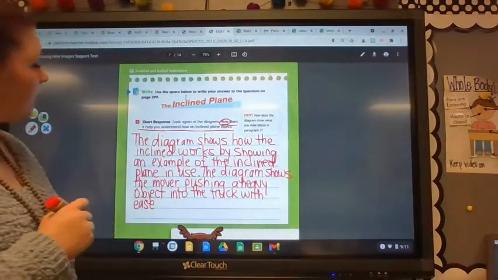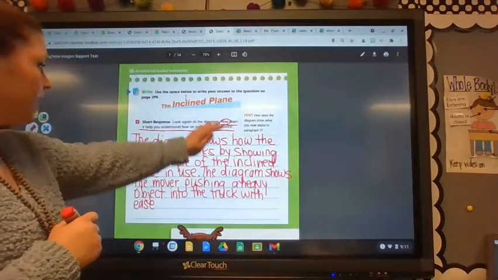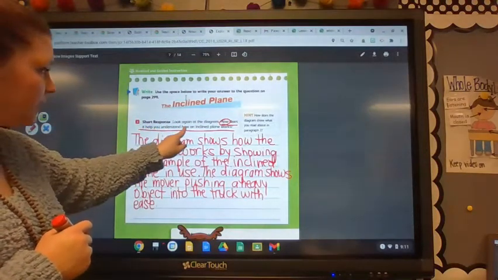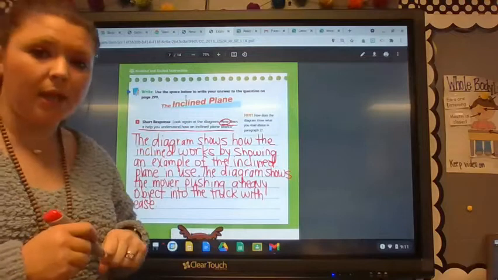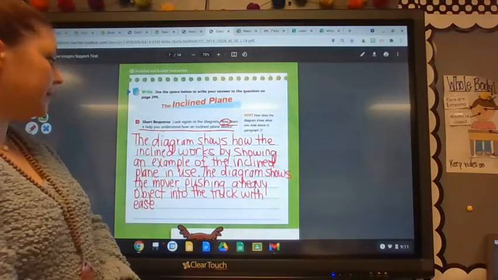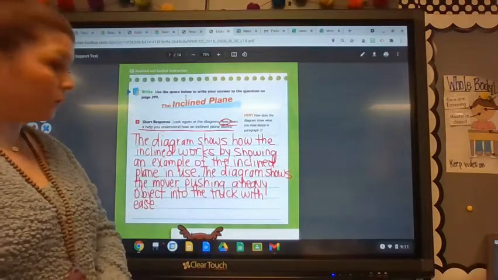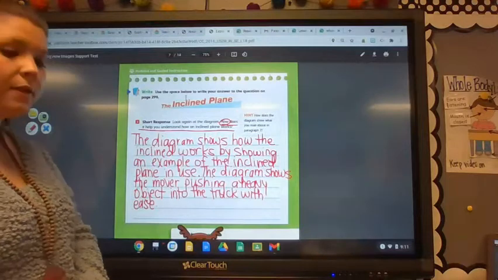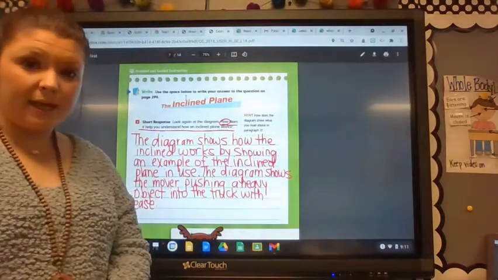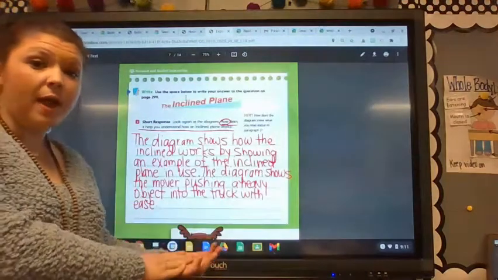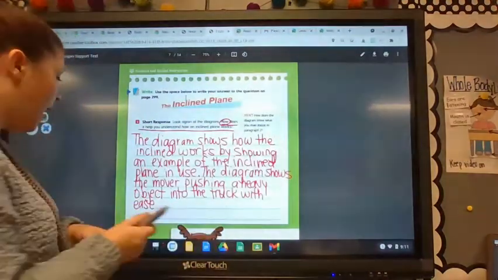All right, so let's go back and make sure that we have answered the question. How does it help you understand? How does the diagram help you understand how an inclined plane works? The diagram shows how the inclined plane works by showing an example of the inclined plane in use. The diagram shows the mover pushing a heavy object into the truck with ease. We can see how that ramp is going from that lower place to that higher place.